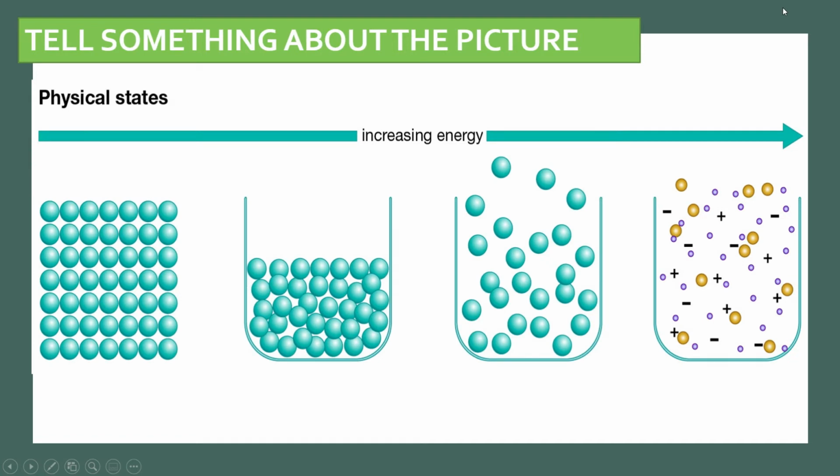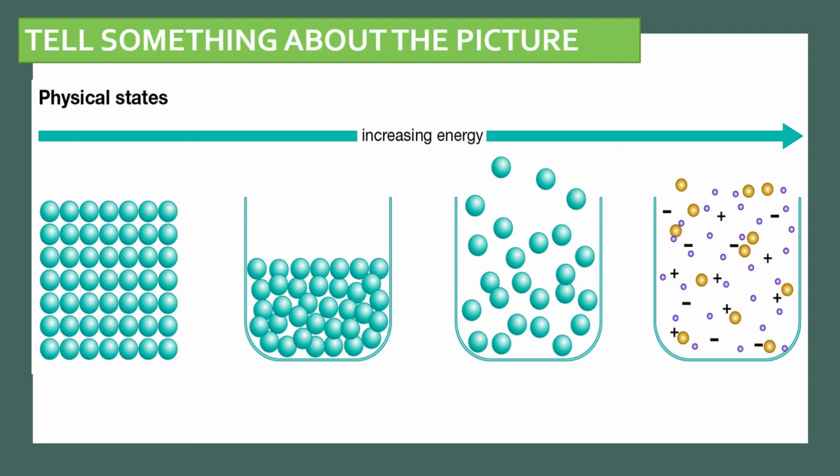So tell something about this picture. This picture shows the different states of matter. But first, what is matter? Matter is anything that occupies space and has mass. So all matter has its space and also its mass. It can be living things or non-living things, or it can be solid, liquid, or gas, as well as plasma.